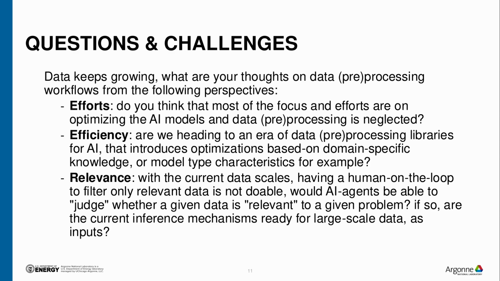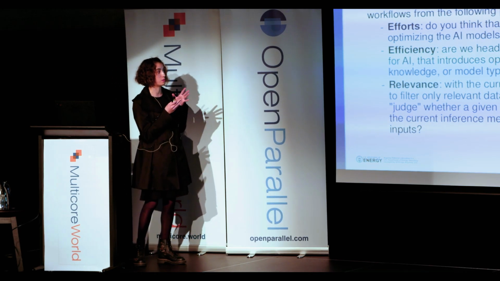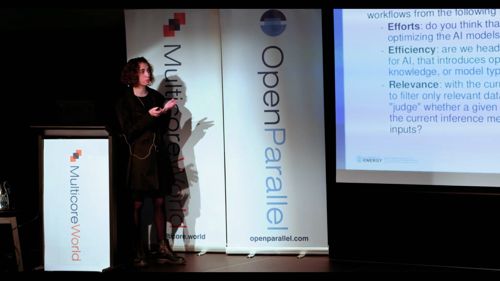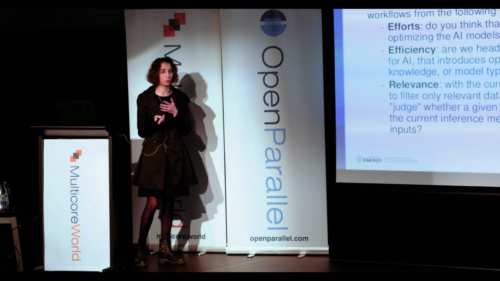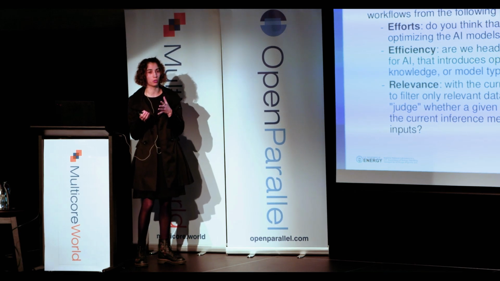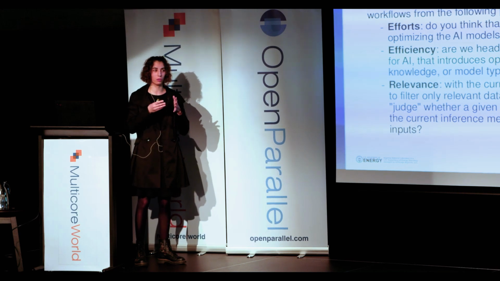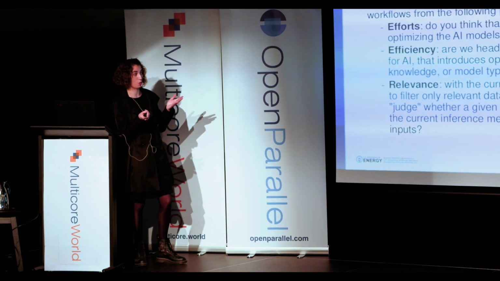So this data keeps growing in every domain. What are your thoughts on data processing and pre-processing workflows from different perspectives? The first one is the efforts. Do we have these pre-processing libraries for AI? Don't we have them? Why don't we have them? Is it very specific to every model? Can we factorize that into categories of models? Or I don't know how to deal with that.